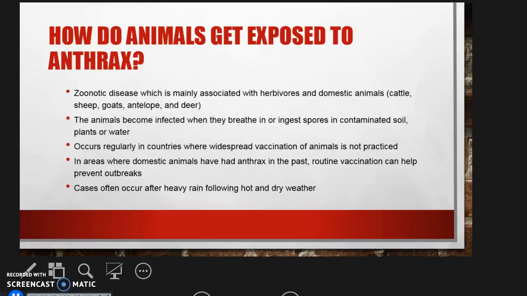So in areas where domestic animals have had anthrax in the past, routine vaccinations can help prevent these outbreaks. And the cases often occur after heavy rain following hot and dry weather.